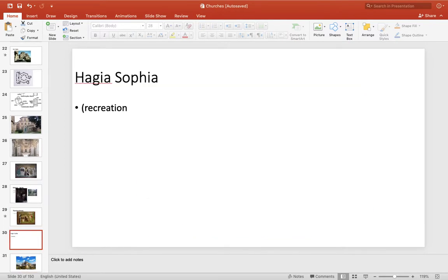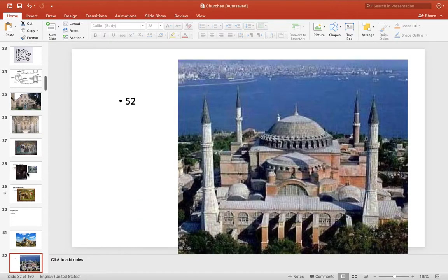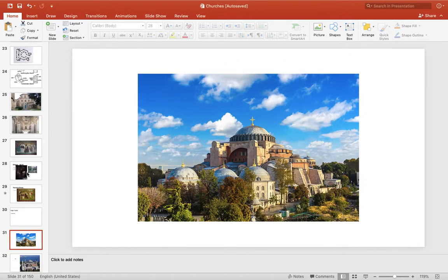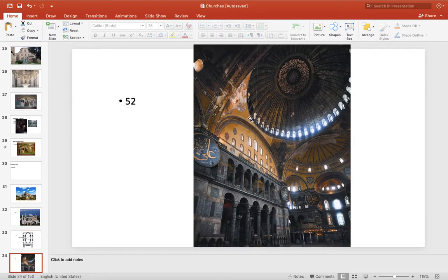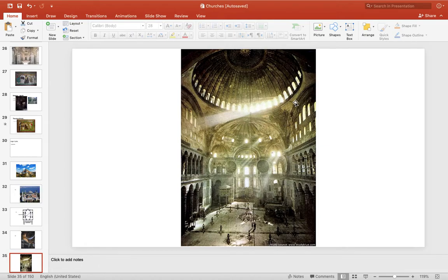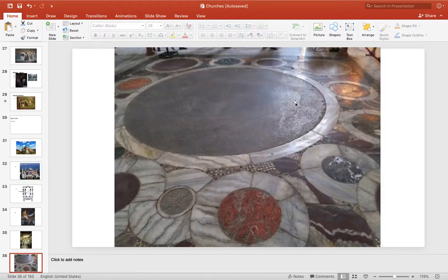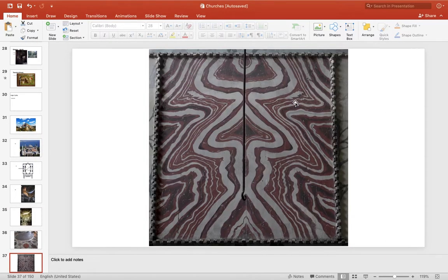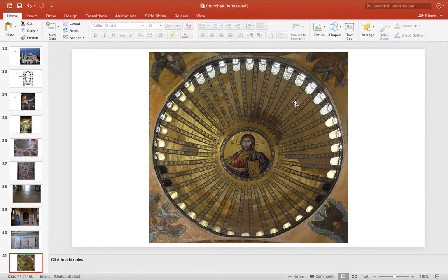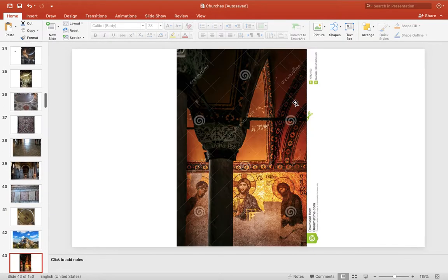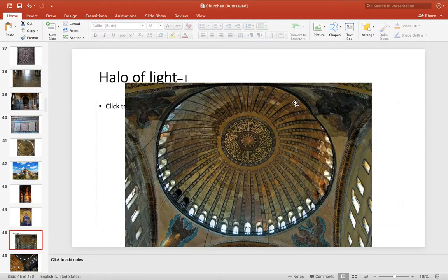Okay, another Byzantine church is Hagia Sophia, and that's Hagia Sophia. It was turned into a mosque, but it was a church. And it is famous for pendentives. And pendentives are these structures here that allow them to put a giant dome on top. And that's Hagia Sophia. It was an amazingly big, magnificent church of the Byzantine era. It also had beautiful marbles, beautiful stone, and it was a beautiful building, and its dome was considered like it floated in heaven. And that's it from the outside. Okay, and it had the halo of light.